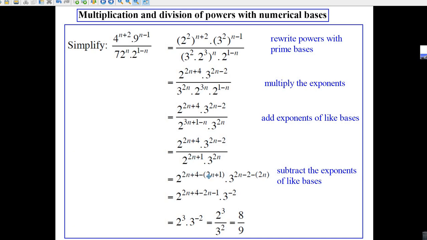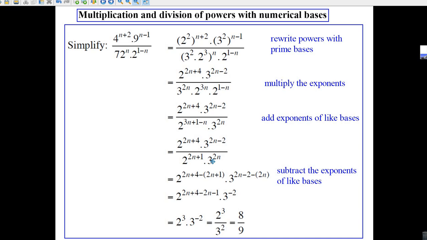Remember, you have to subtract both things. So 2n minus 2n, well, that's just going to give you 0. But 4 minus 1, that's how they get 3 here. But we have to be careful if you have a negative in the bottom. When you subtract, it's going to be a positive. So 2n minus 1 divided by 3.